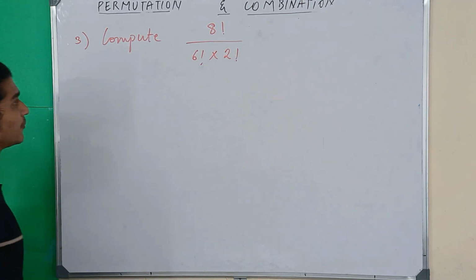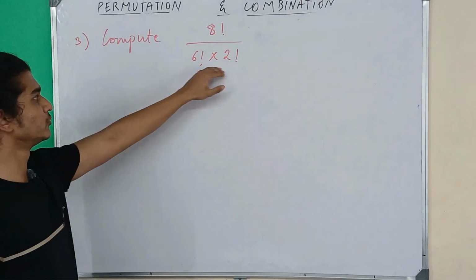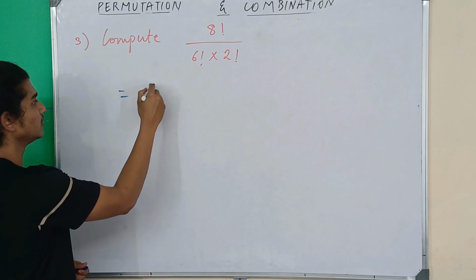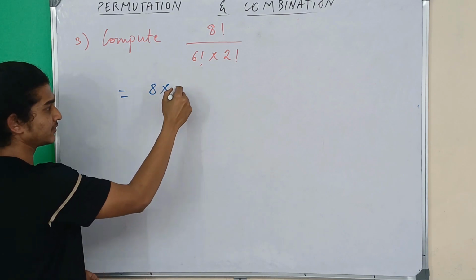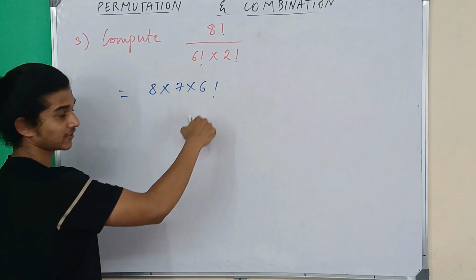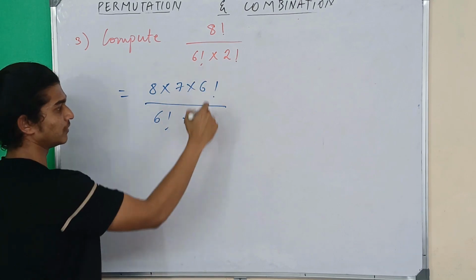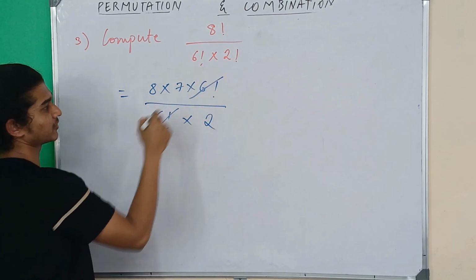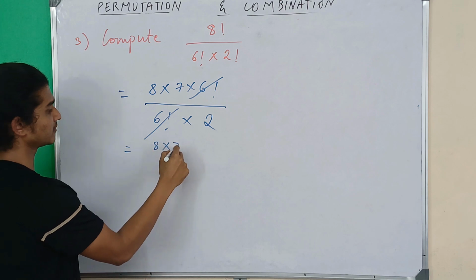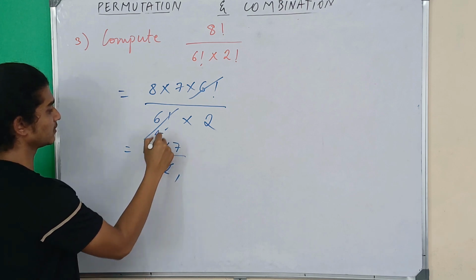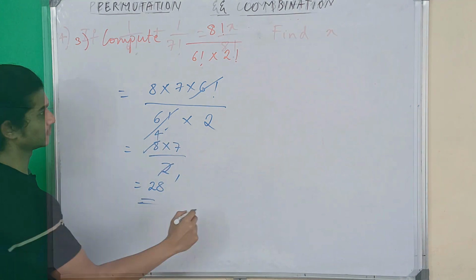So the third problem: compute 8 factorial divided by 6 factorial into 2 factorial. So let us try to solve this. 8 factorial is 8 into 7 into 6 factorial, I'm going to stop at 6 factorial because I can cancel with the denominator. So I have 6 factorial and 2 factorial is 2. So 6 factorial and 6 factorial get cancelled, and then you have 8 into 7 by 2. 2 ones are 2, 2 fours are 8, 7 fours are 28. So this is your answer.